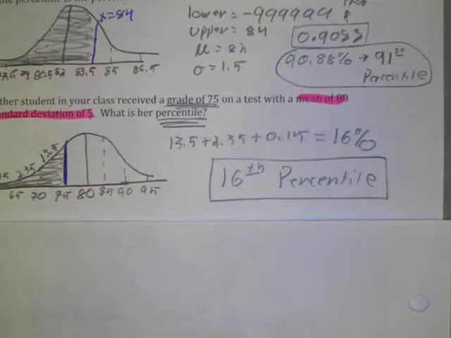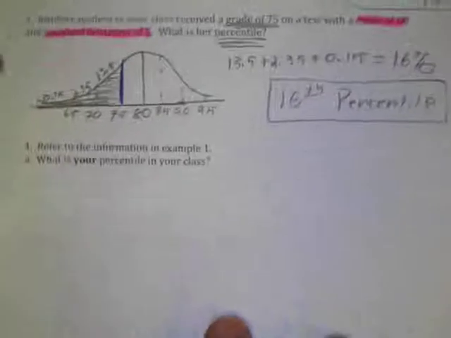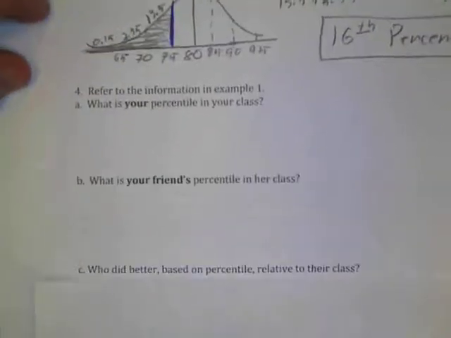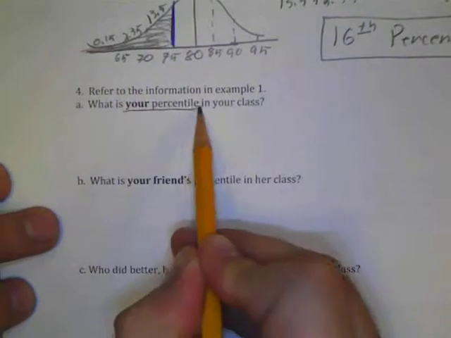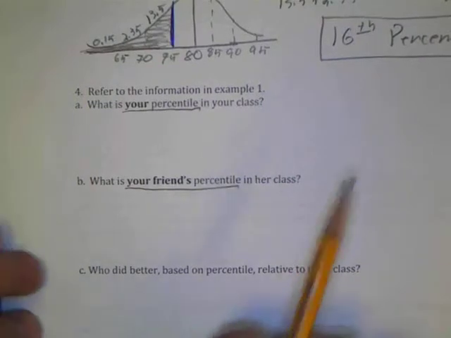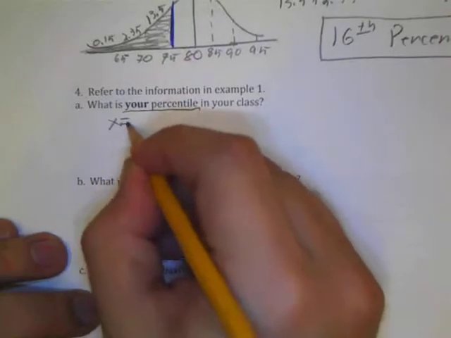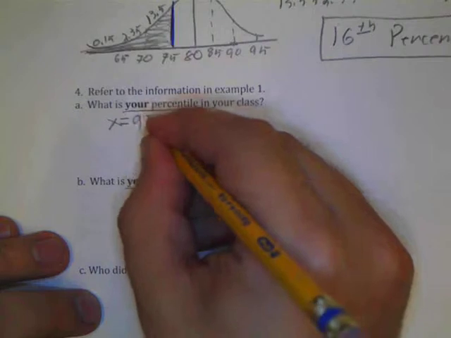Good. Again, pause this as needed. All right, jumping down here. We're almost finished with this side. All right, refer to the example 1. So what we're going to see is who did better relative to the class. I want to find your percentile, your friend's percentile, and then based on those two values, say who did better. Well, what was your grade, the X value? Anybody shout it out? 92. Good.